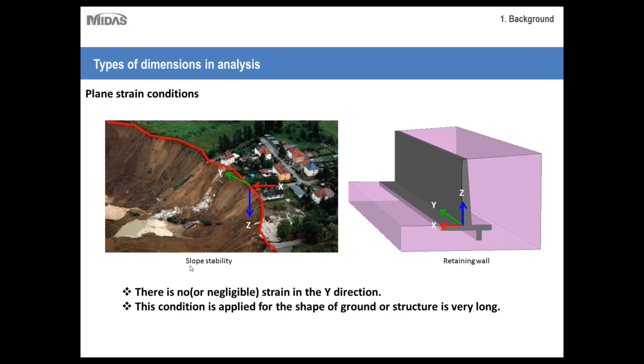Now let's talk about plane strain conditions. This is a slope stability type project, and although the geometry isn't fully symmetric in the y direction, the longitudinal direction, if the strain acting in the y direction is negligible, then we may be able to model this project in 2D as well. And also for retaining wall projects such as this. You can take a project where the geometry is not perfectly symmetric, but you can still create a perfectly symmetric 2D model and just assume symmetry.